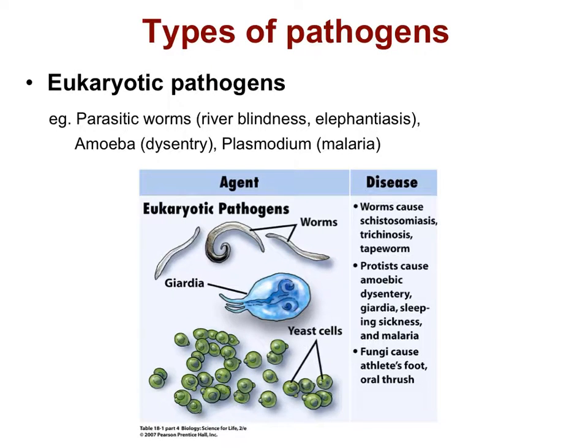One of the most common eukaryotic pathogens, of course, is malaria. A whole slew of worms, another intestinal tract organisms like Giardia. A lot of the worms you'll find in the water supply, and that's not very sanitary in Africa. They often have a really complicated life cycle. Some of these cause sleeping sickness. Yeast cells are a kind of fungi.